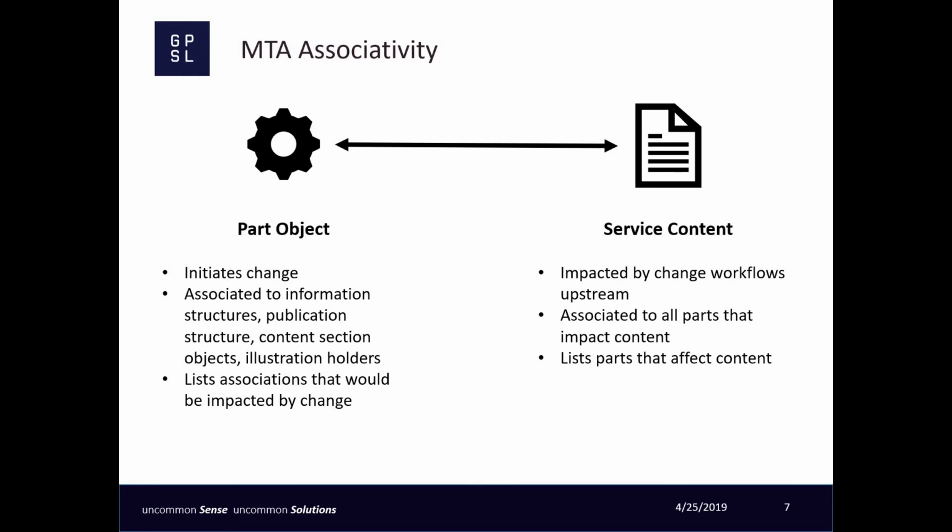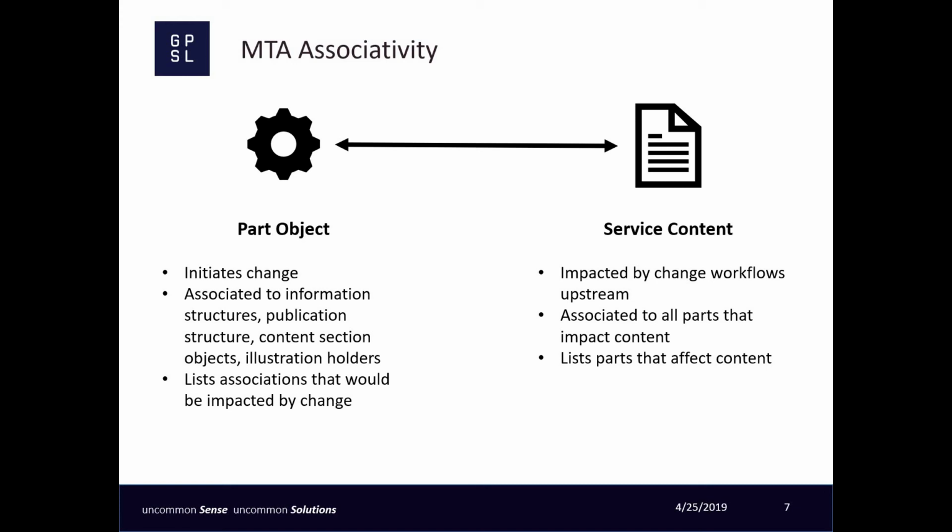The particular association that drives MTA in Windchill is the connection between the part object and the service content. The change, ECP, CR, problem report, what have you, initiates on the part object. That part object is associated with all the service content artifacts downstream that include it or are affected by it. So the information structures, publication structures, content sections or work packages, illustrations, and animations. From here, the impact analysis report lists all of these associated impacted downstream elements.